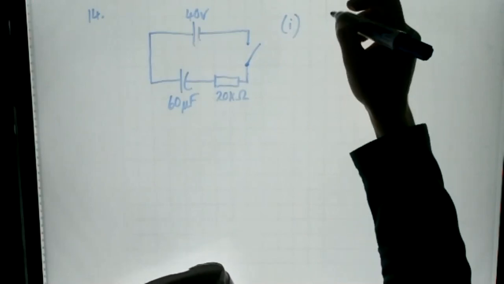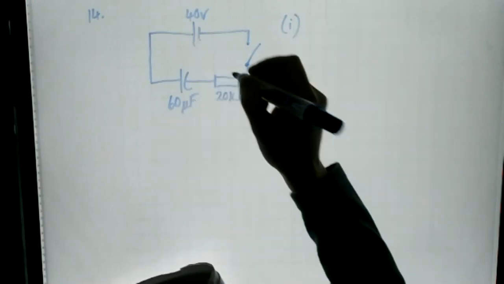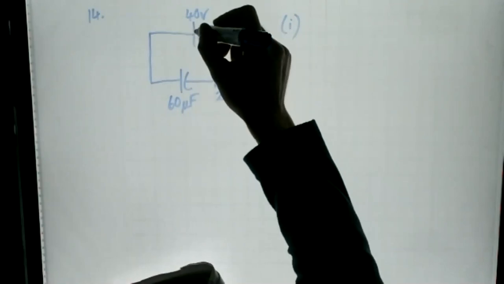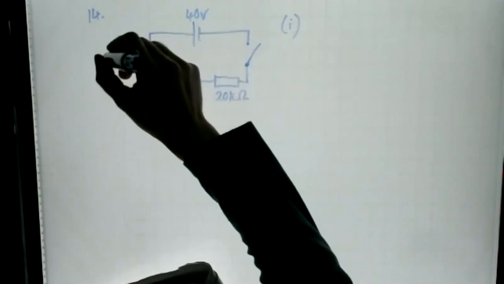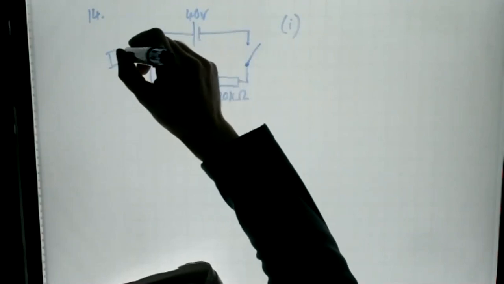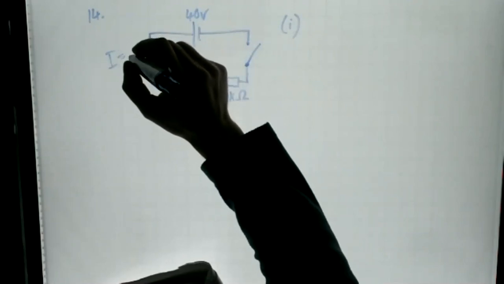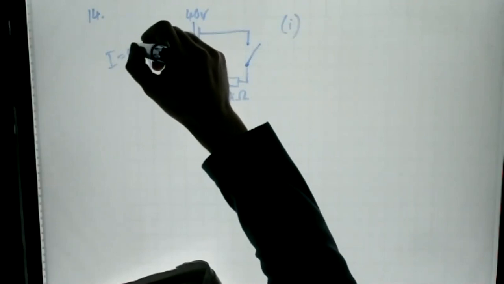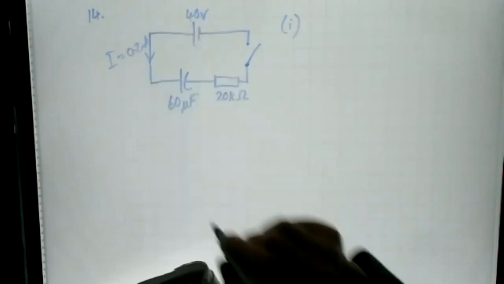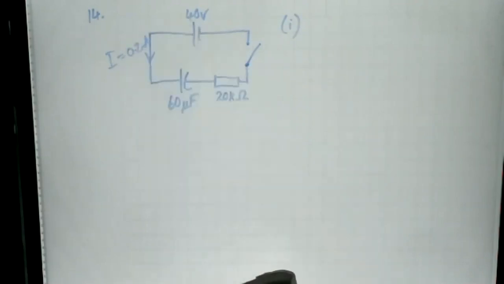So the current I is flowing, because current flows from plus to minus. The current is 0.2 milliamps.